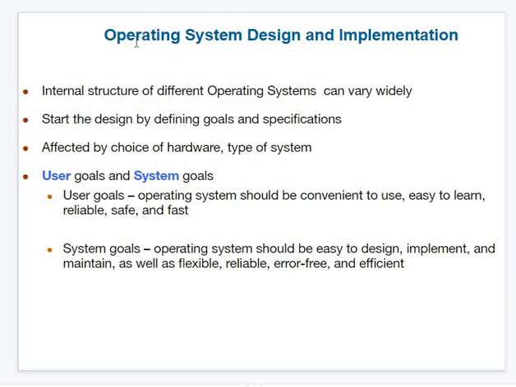Okay, so what are the things we have to concentrate on when it is operating system design and implementation? The internal structure of every operating system is different from one another. So Windows will be different from Unix, which will be different from Mac OS, etc. So they can have different implementation or design parts in the development of those particular operating systems.